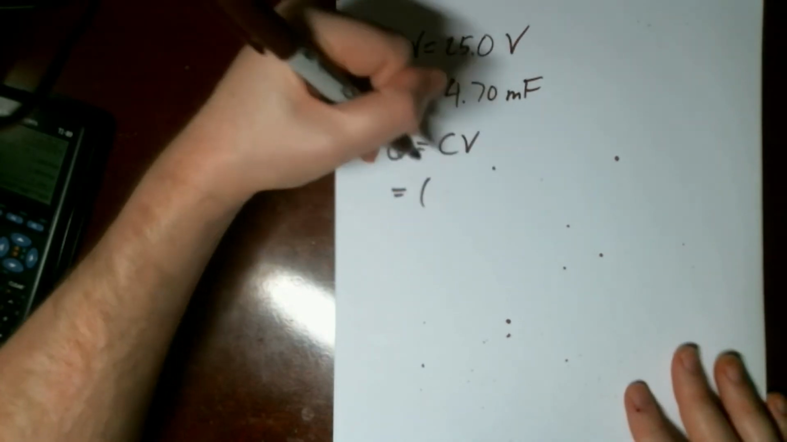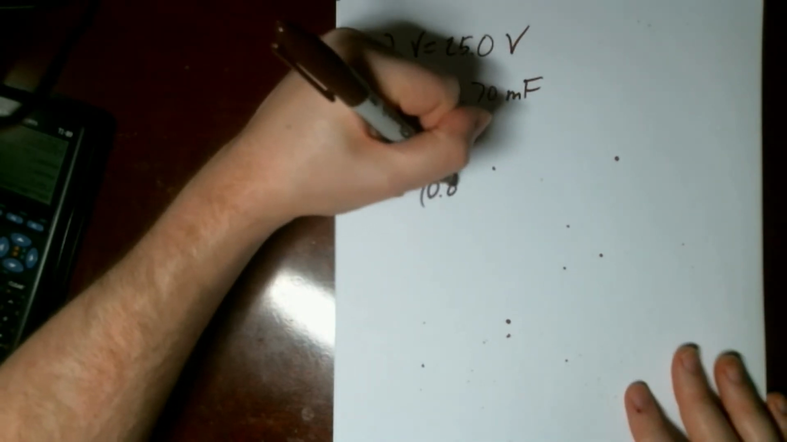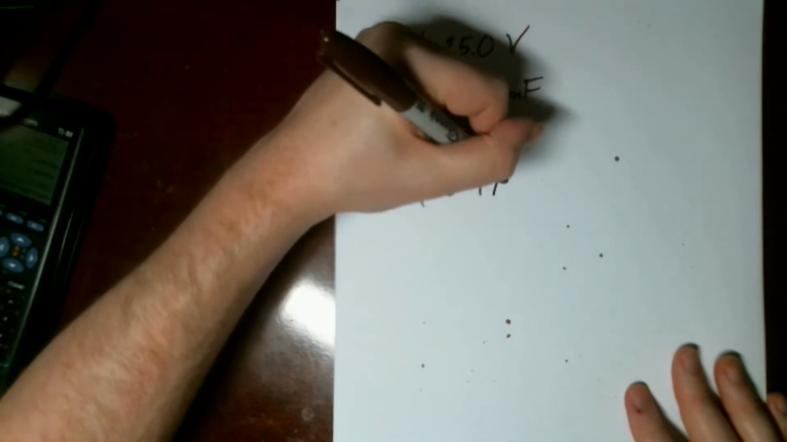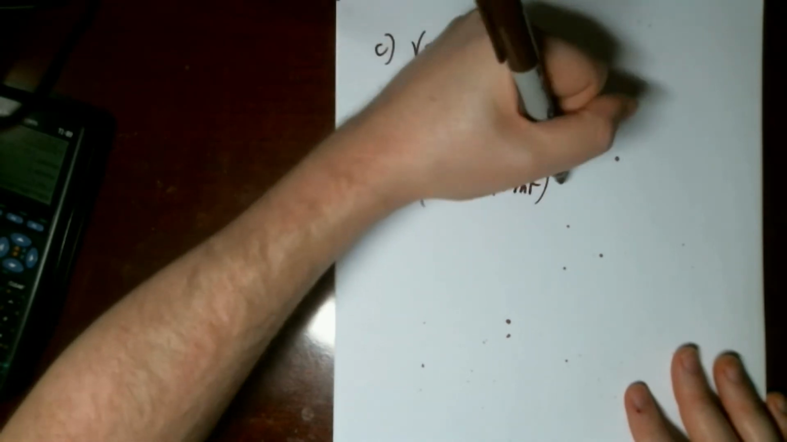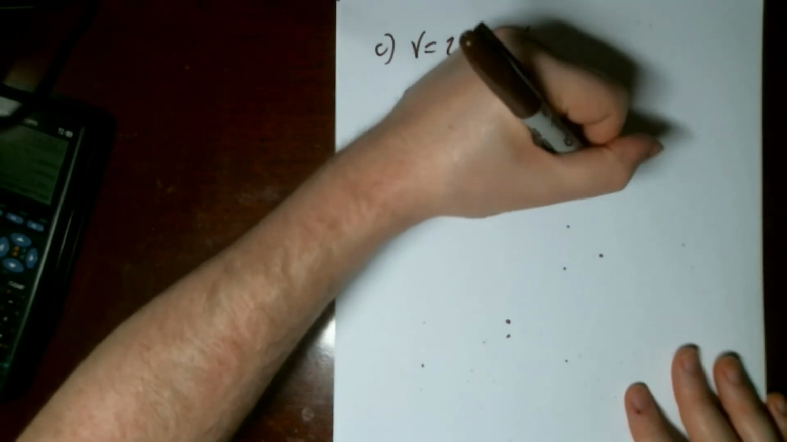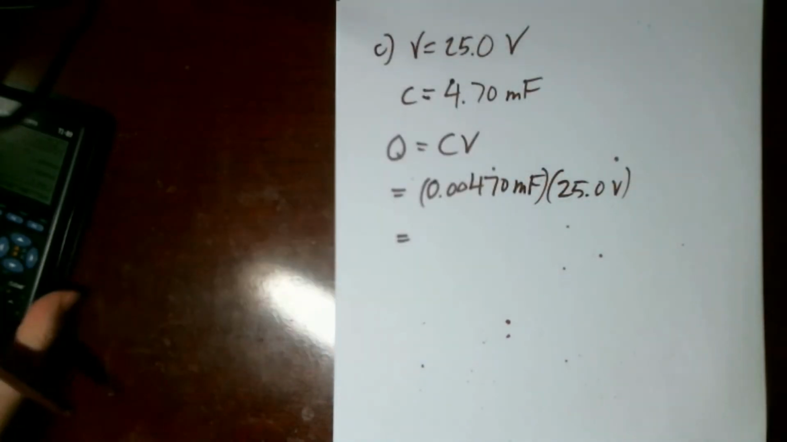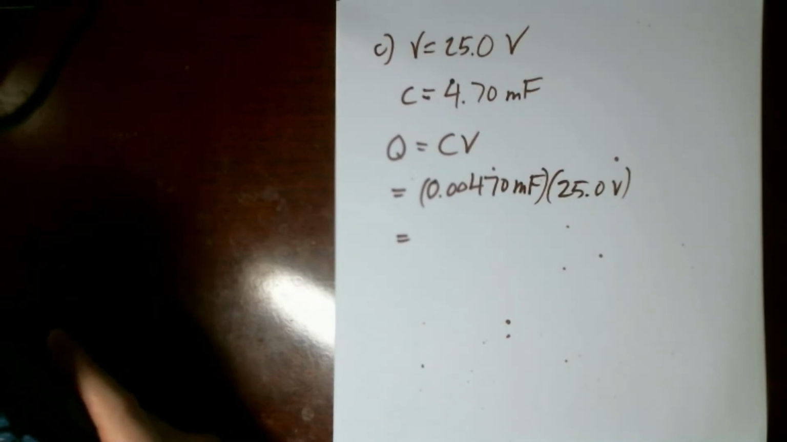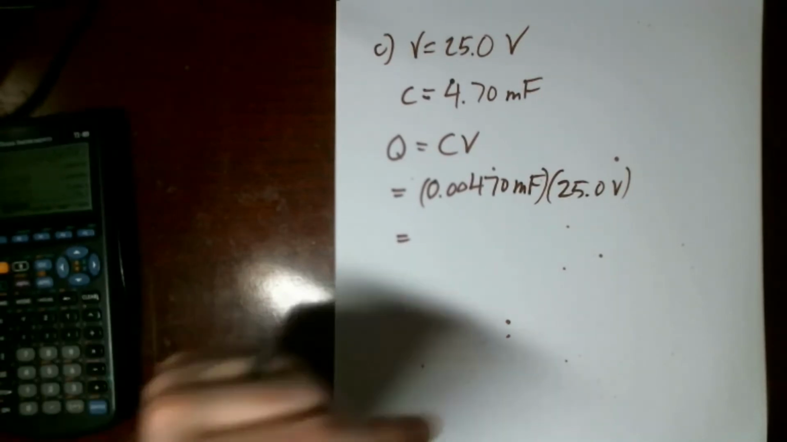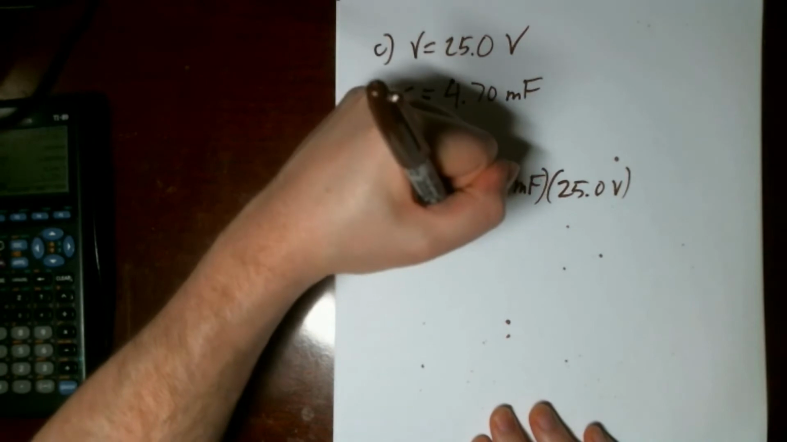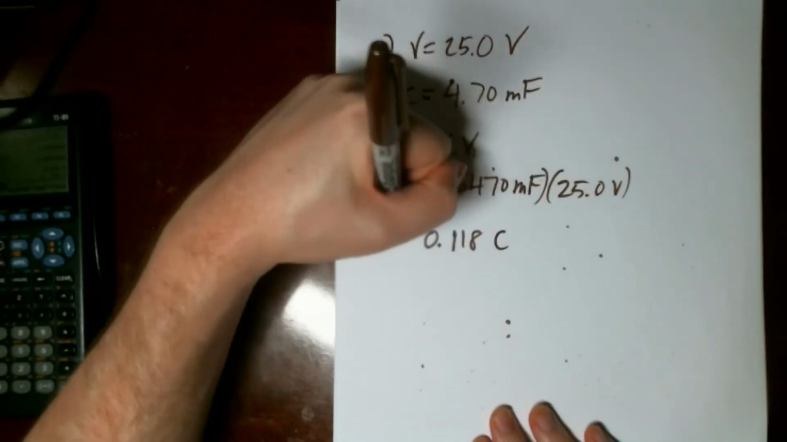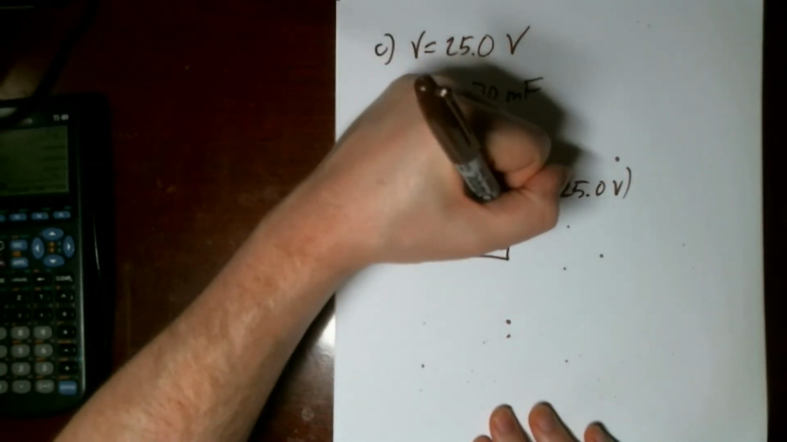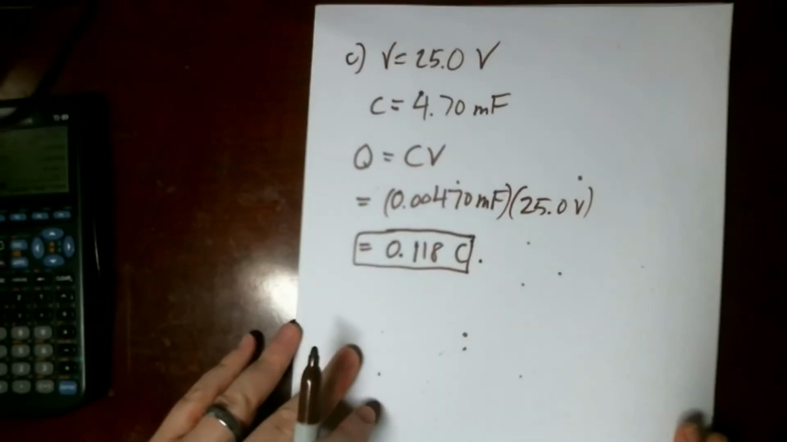And then we can multiply. So we have our 0.00470 farads times our new voltage of 25 volts, which gives us a charge stored of 0.118 coulombs. So that's part C.